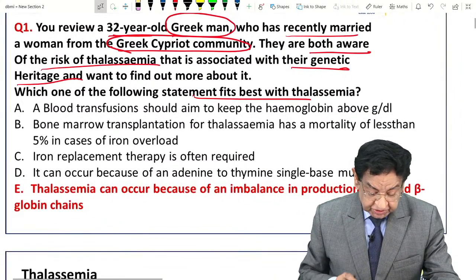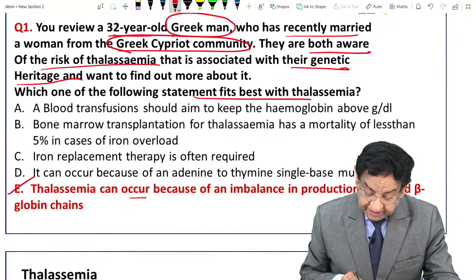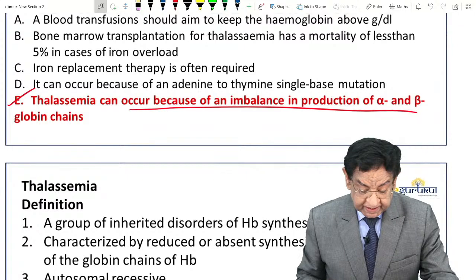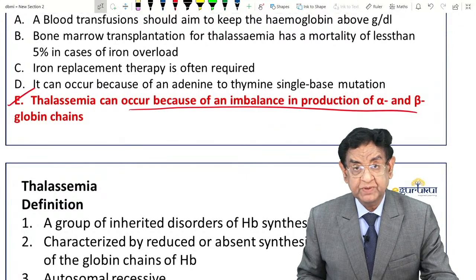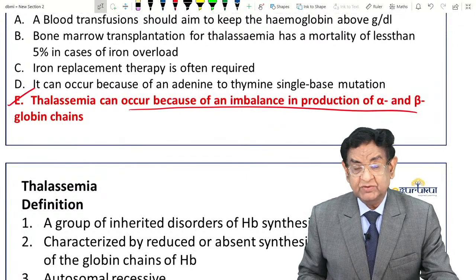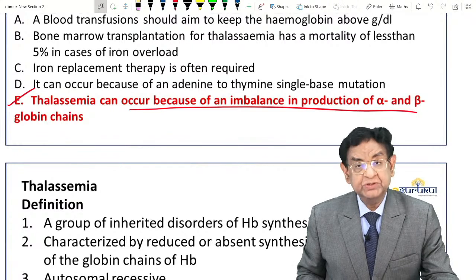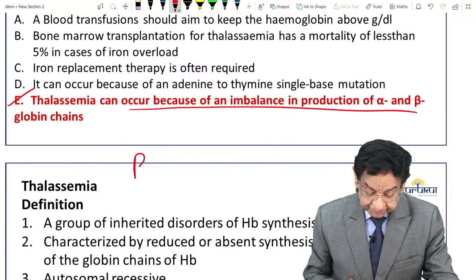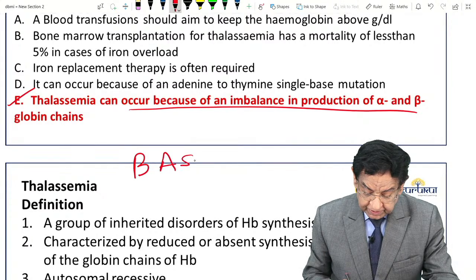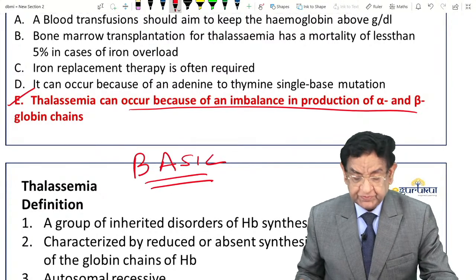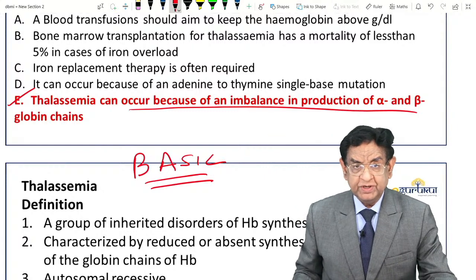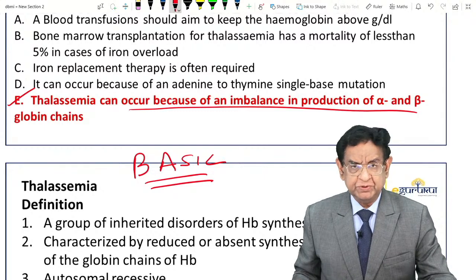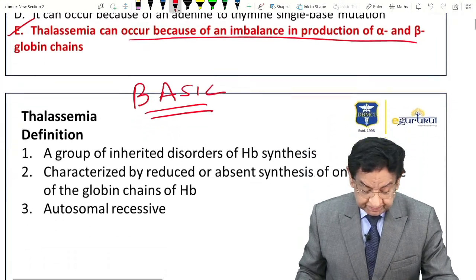So the answer to this question is, can occur because of imbalance in production of alpha or beta globin chain. Why this answer? Why not others? So first, we should know the basic concept. Friends, if you really want to go to the top of the world, in any exam throughout the world, your basic concept should be very clear.